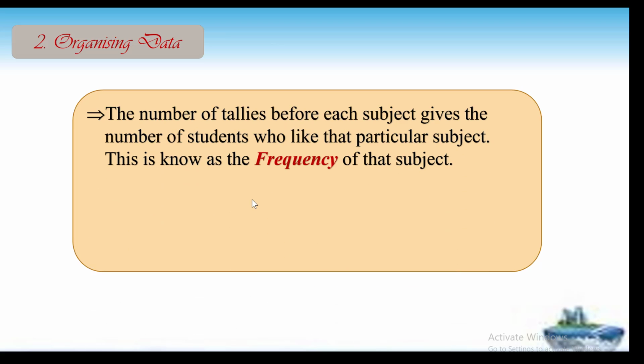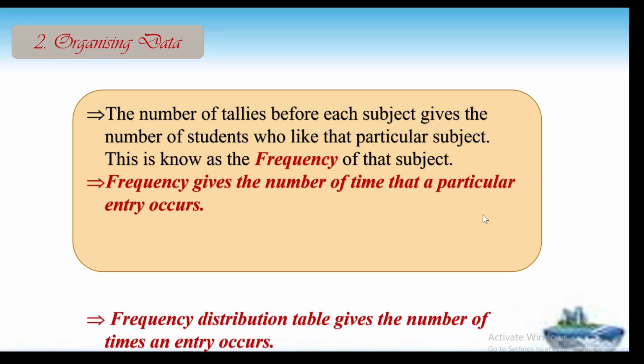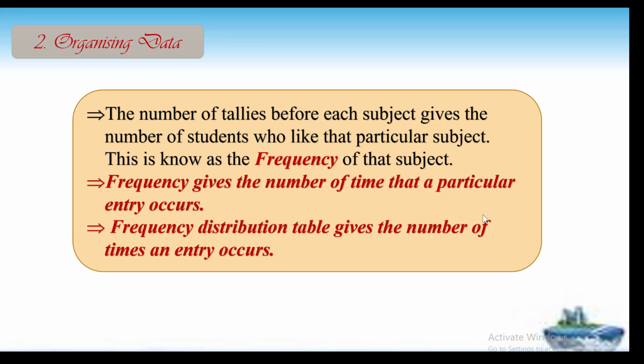The number of tally marks before each subject gives the number of students who like that particular subject. This is known as the frequency of the subject. Frequency gives the number of times that a particular entry occurs. A frequency distribution table gives the number of times an entry occurs.